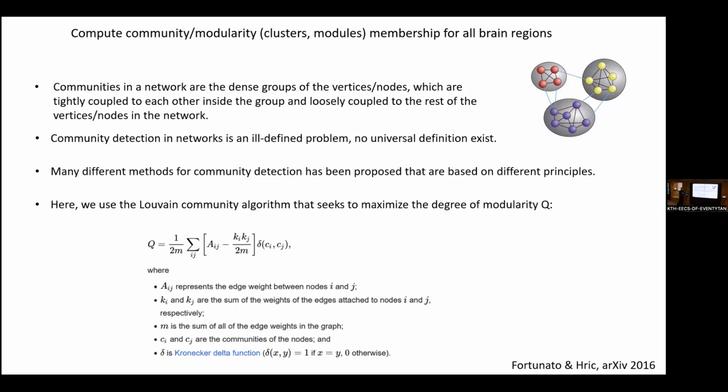Community detection is in general an ill-defined problem, so there is no universal definition, but there are many different methods that iteratively try to come up with an optimal solution. Here we use the Louvain community method. There are others where you basically try to maximize the value Q, so you end up with the best possible division of nodes into communities that have strong connectivity within communities and weak connectivity between them.